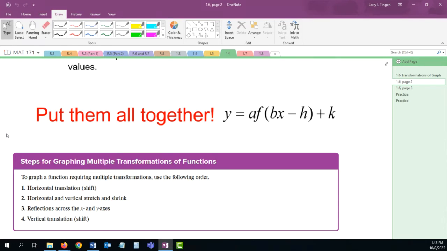Will there be questions on transformations on the test? Probably. Yeah, I could definitely see some transformations on the test.